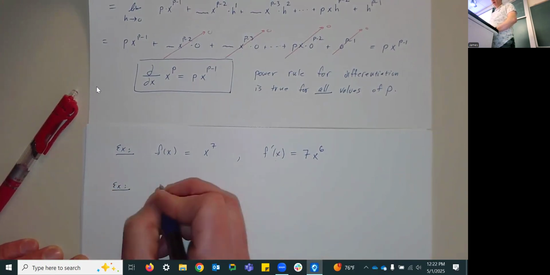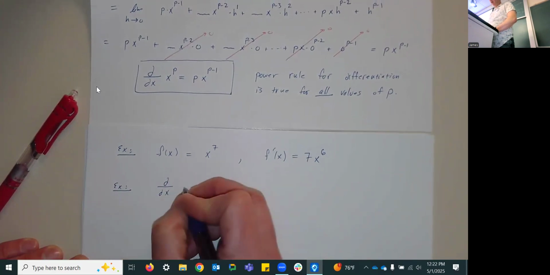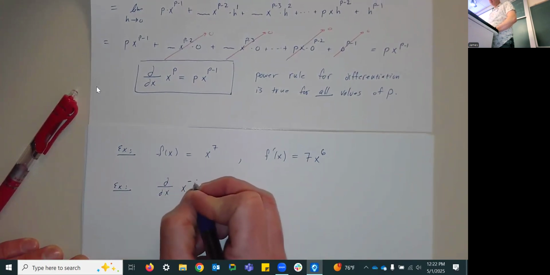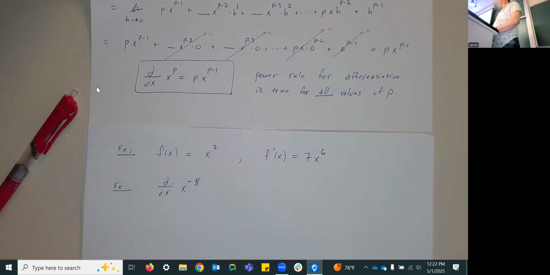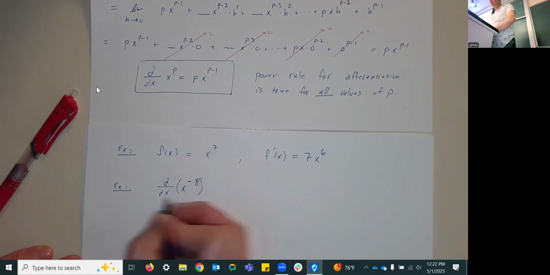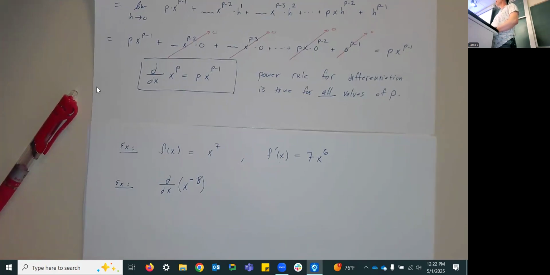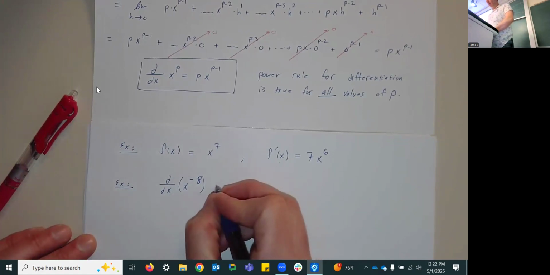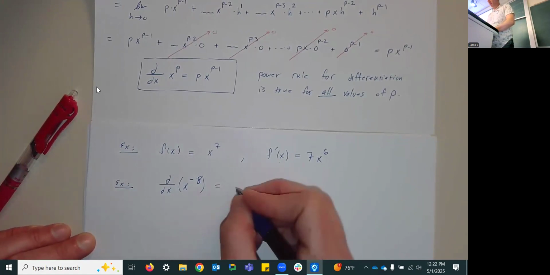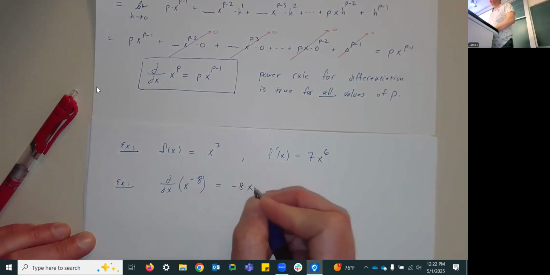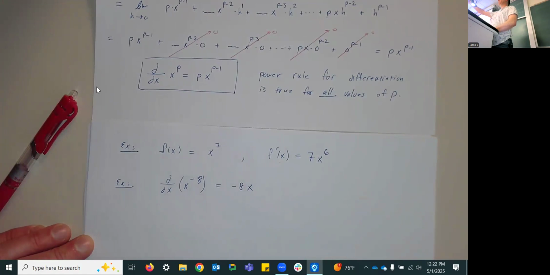Let's say that I want to find the derivative of x to the negative 8th. So this notation here, this d/dx notation means take the derivative of the thing after it. So same rule, right? The power comes down in front, and our new power is 1 less. So positive numbers get smaller, negative numbers get more negative. Negative 8 minus 1 is negative 9.